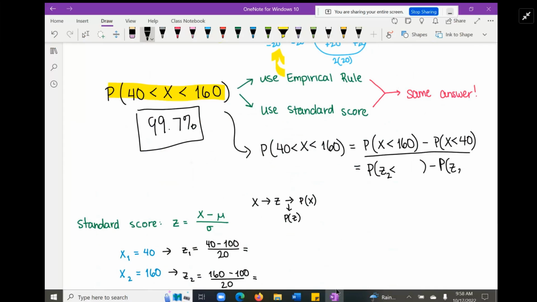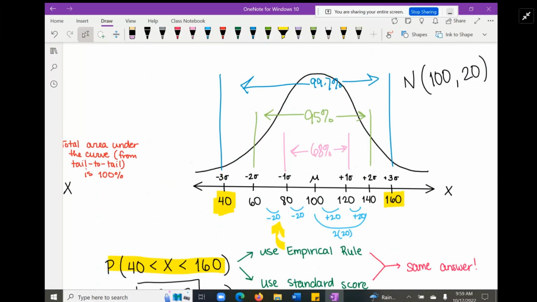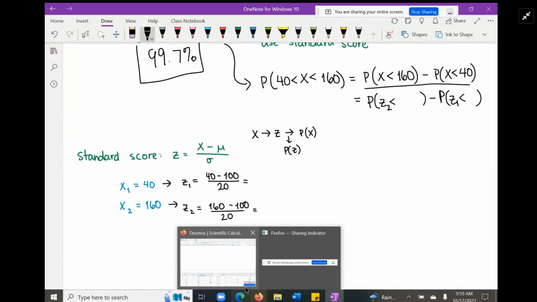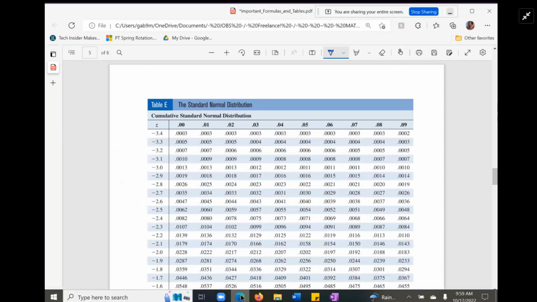P of z1, and then whatever that z-score is. We already actually know what they are, if you're paying attention to what I was covering earlier. The standard normal distribution is exactly like the empirical rule as far as the counting of the standard deviations. And the z-score is simply the measure of position. That measure of position directly relates to the spreading of the data through the standard deviation.